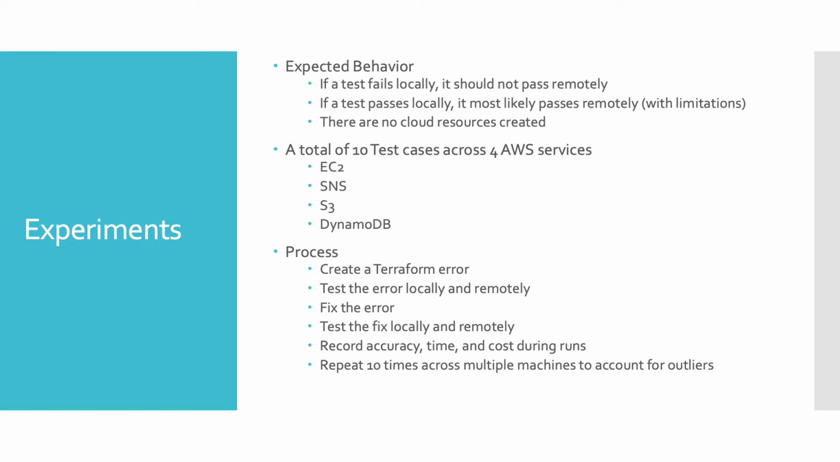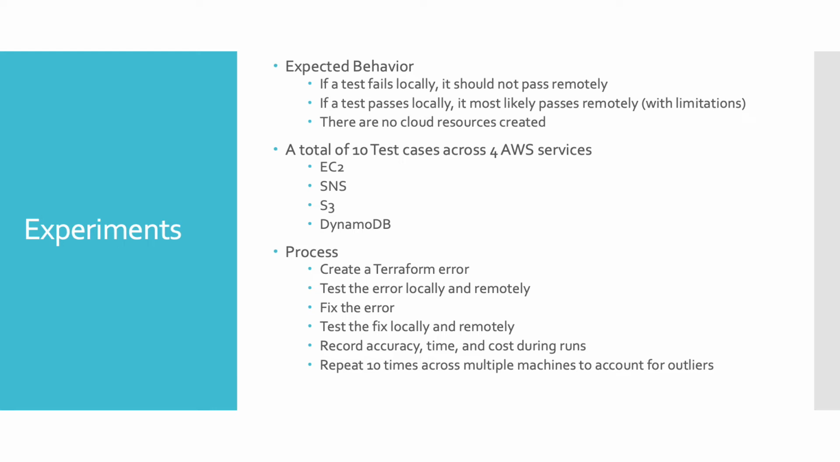In our experimentation, we expected the following behavior. First, if a test fails locally, it should not pass remotely. We don't want our tests to introduce any new errors that don't already exist within the infrastructure stack. Second, if a test passes locally, it most likely passes remotely. There are some limitations, such as EC2 instance type, where it would be impossible to catch a bad type locally. Last, there are no cloud resources created. For a test to be local, it cannot create any resources in AWS.